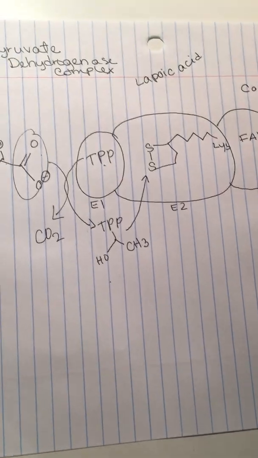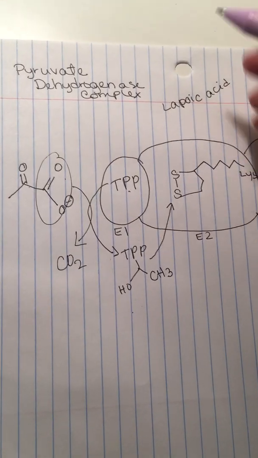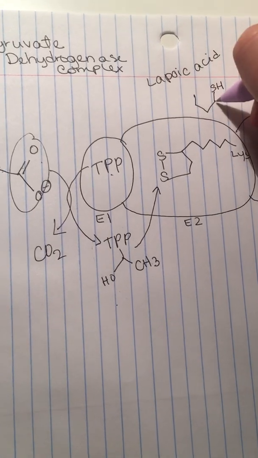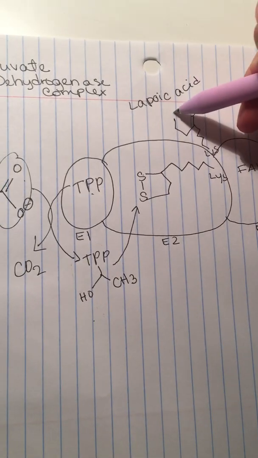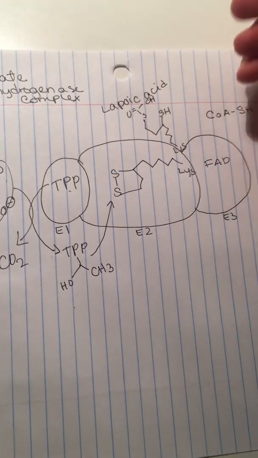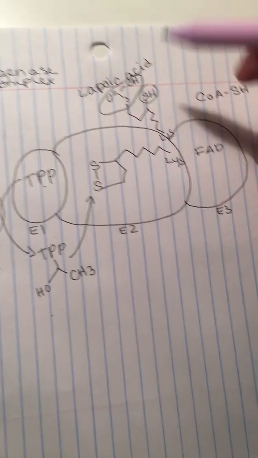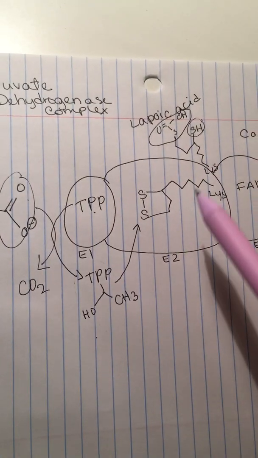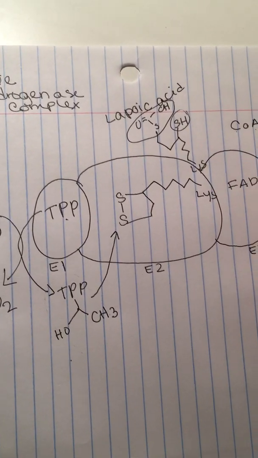And this will form the group that's attached. So this is the reduced sulfur right here, and this is the acetyl group. So now this group comes over to CoA, and they will both form acetyl CoA.